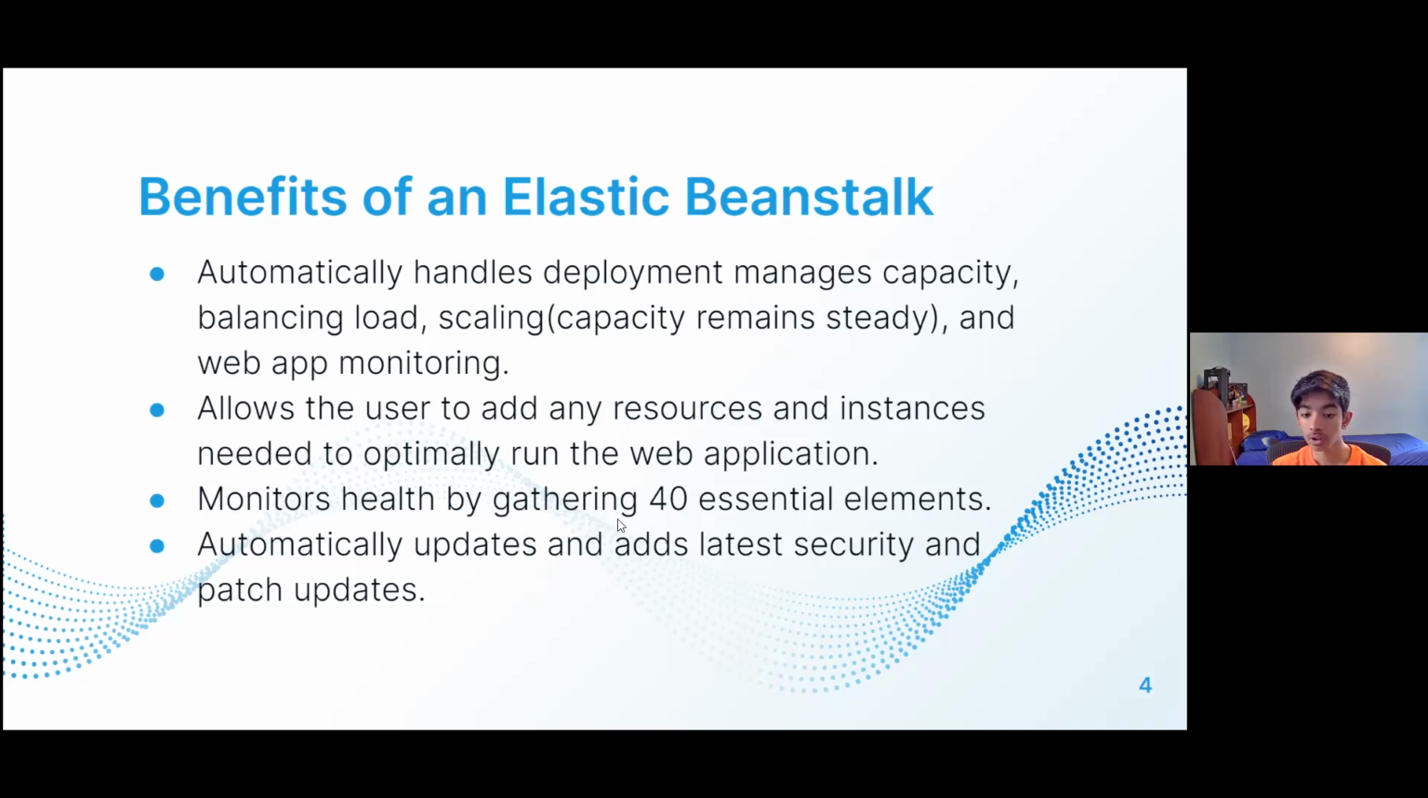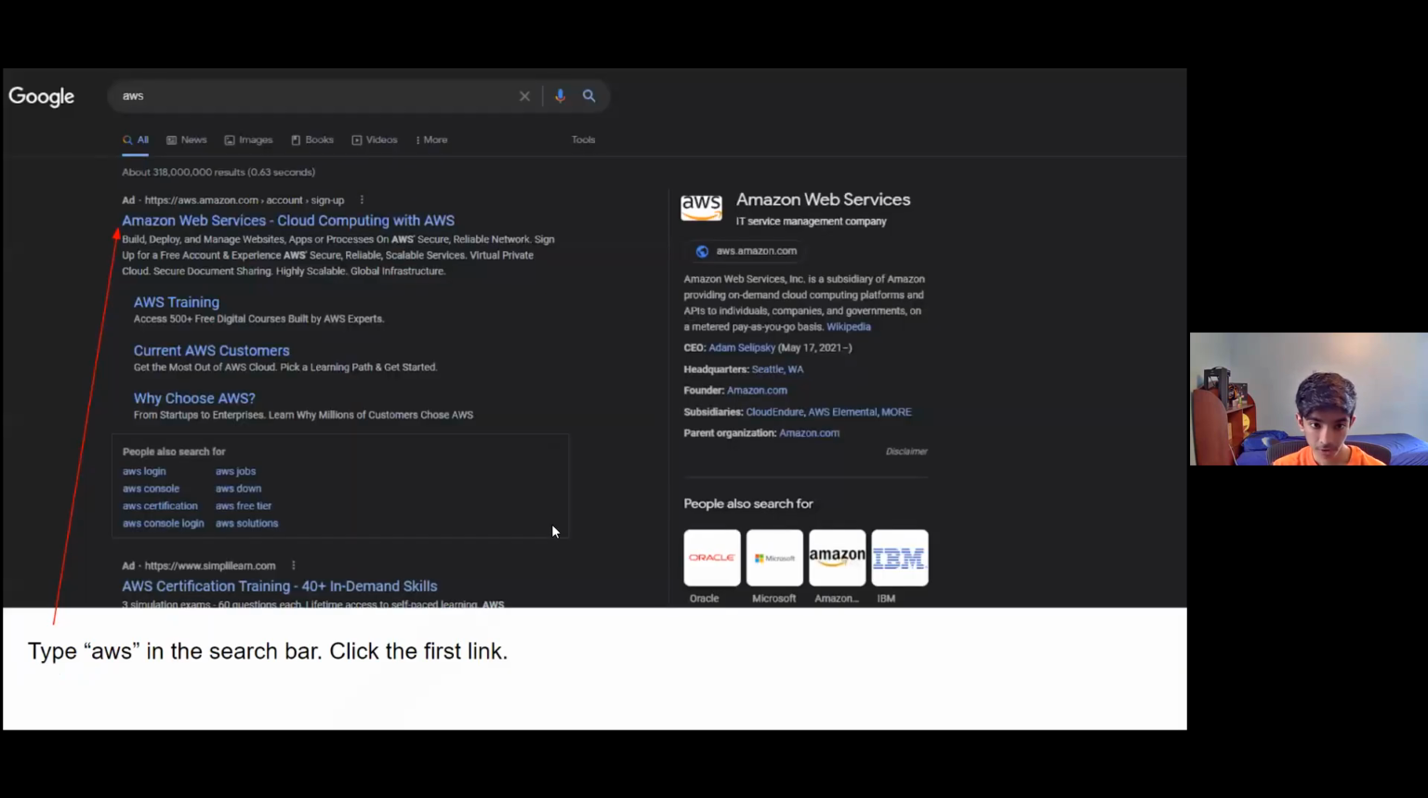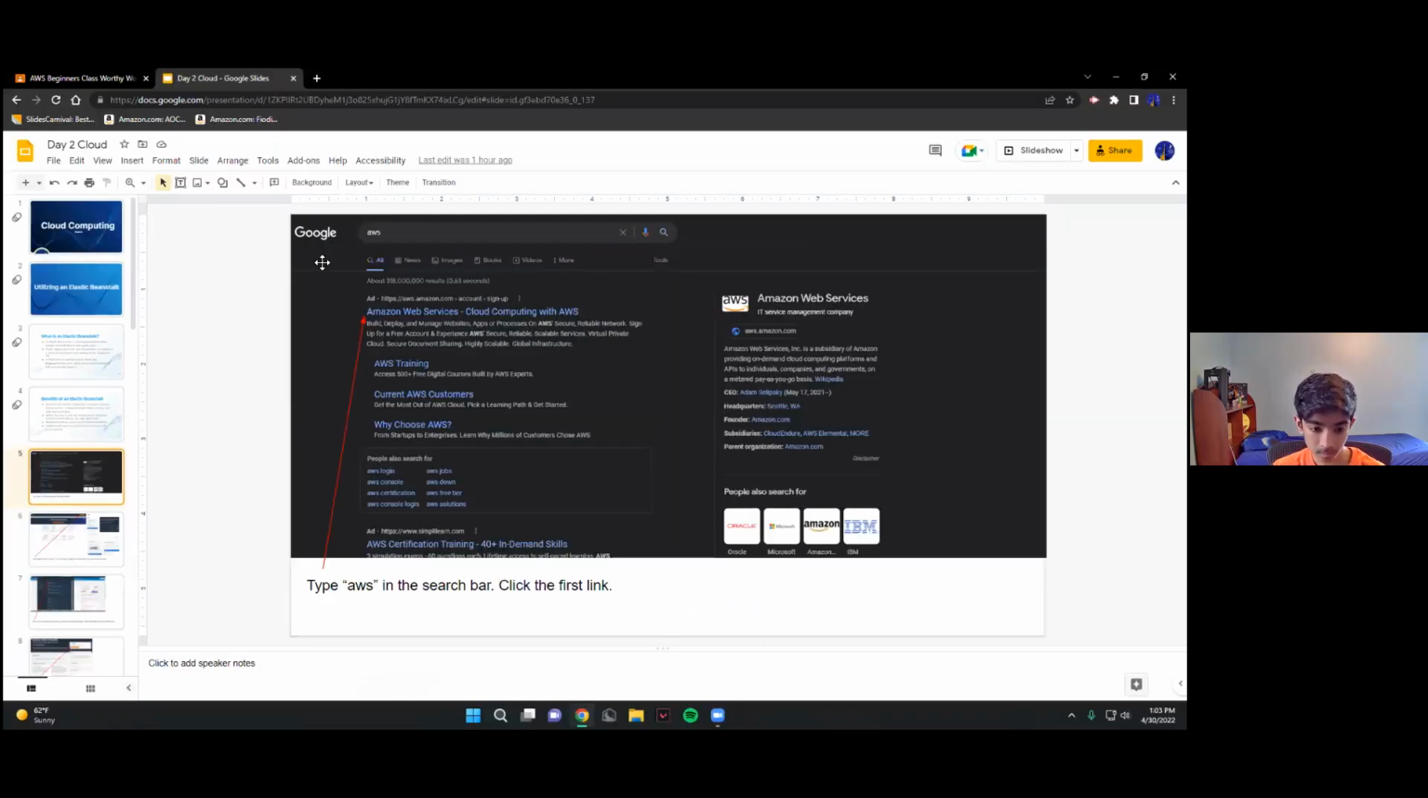It also monitors health by gathering 40 essential elements. So it just makes sure your website is running properly. If anything needs to be updated, everything will automatically happen. It'll automatically update and add the latest security. So those are the benefits of an Elastic Beanstalk and essentially what it does.